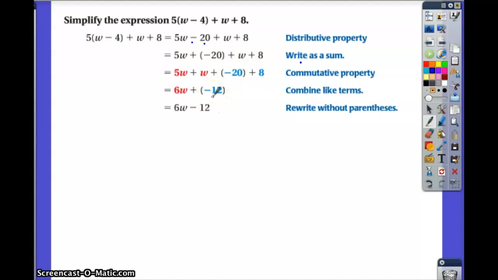So you end up with 6w plus the negative 12. To simplify it even further, you can just make this a subtraction, 6w minus 12. I would take either one of these answers, it would probably be fine.